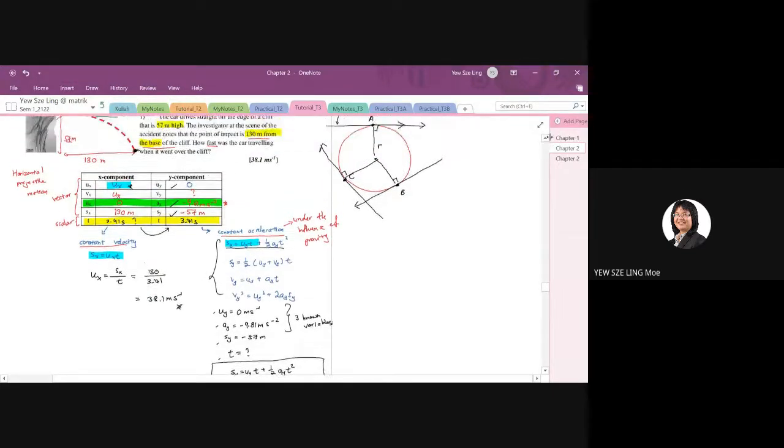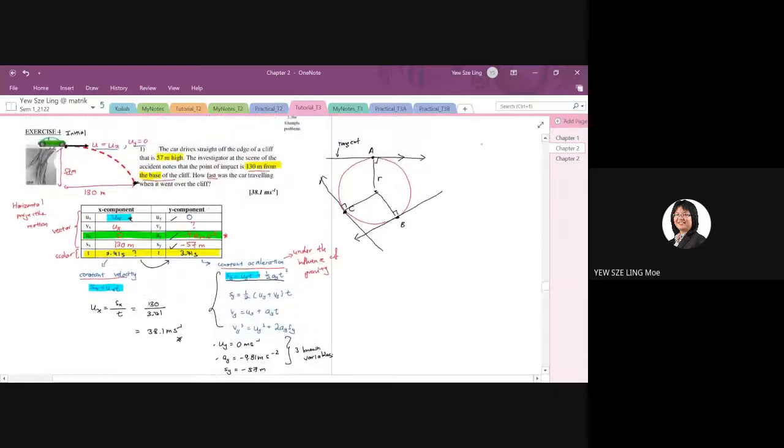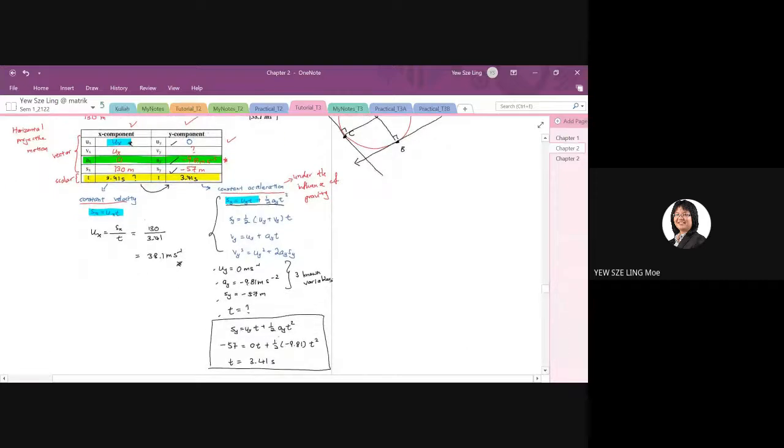Now sometimes the way they give marks is: the first one, see whether you understand uy is 0 or not, and then complete the y component, 1 mark usually, and then complete the x component, 1 mark. Then you substitute and know how to use the equation for the y component, 1 mark. t equals 3.41, 1 mark. And then u equals sx over t, if you know how to use the equations, 1 mark, final answer 1 mark.